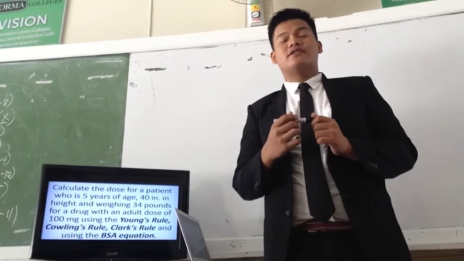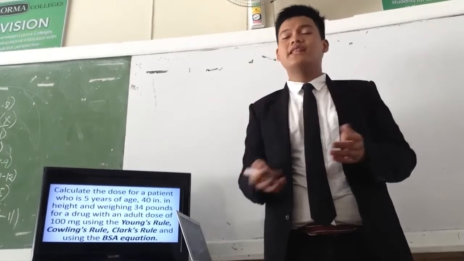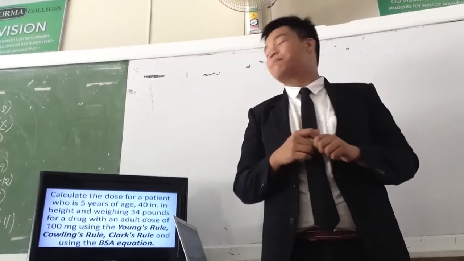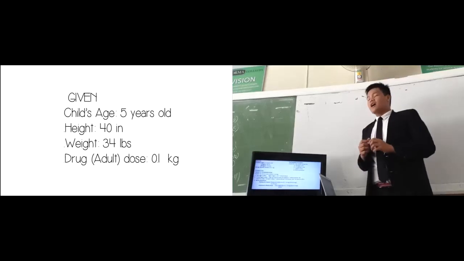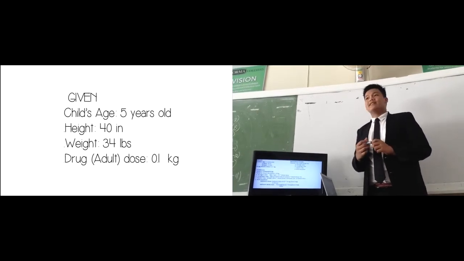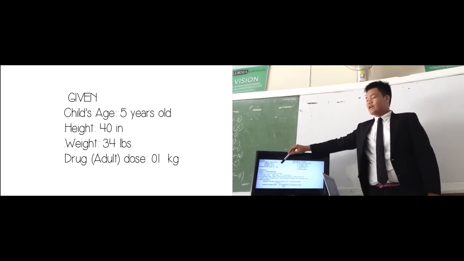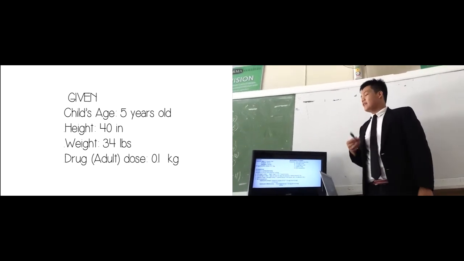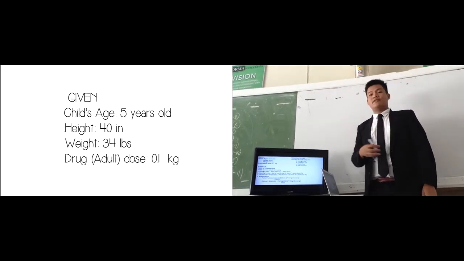In order for us to easily solve the problem, let me identify the givens, what is required to find, and the formulas that we will use. So what are given? First, the child's age, which is 5 years of age, height, which is 40 inches, and weight, which is 34 pounds. Age, height, and weight are called the body statistics. And last but not least is the drug adult dose, which is 0.1 gram or 100 milligrams.